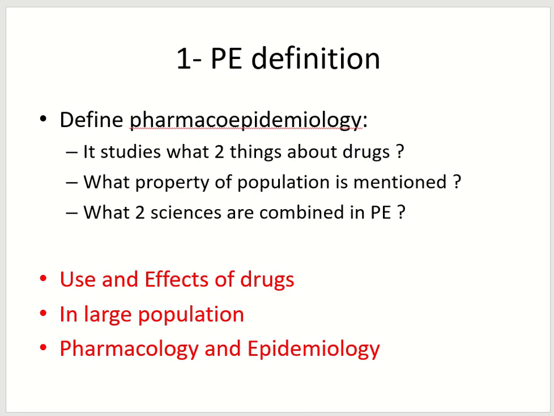So the first thing we're going to do here is give a definition of pharmacoepidemiology. Basically, pharmacoepidemiology is two words put together, pharmacology and epidemiology. And the focus is going to be on epidemiology as a definition more than on pharmacology. Hopefully, you have a good understanding of pharmacology. Now, pharmacoepidemiology studies two things, the use and effect of drugs, and it does that in a large population.